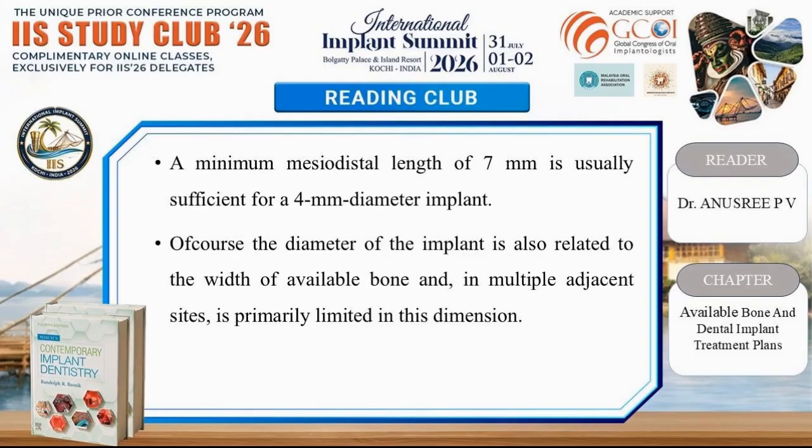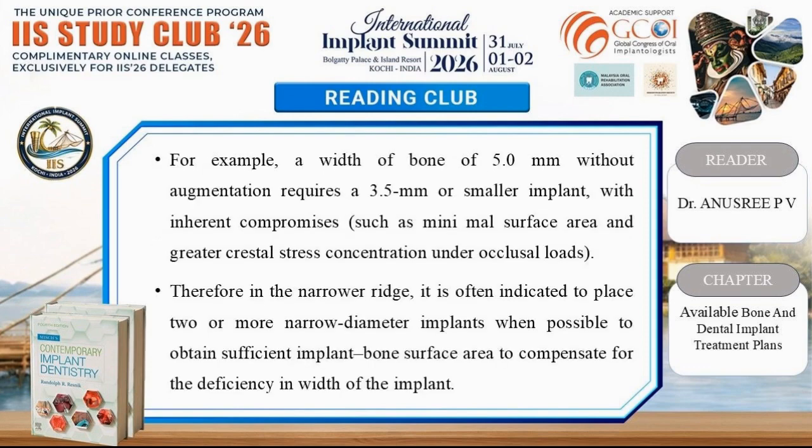Of course, the diameter of the implant is also related to the width of available bone, and in multiple adjacent sites is primarily limited in this dimension. For example, a width of bone of 5 mm without augmentation requires a 3.5 mm or smaller implant with inherent compromise, such as minimal surface area and greater crestal stress concentration under occlusal load.